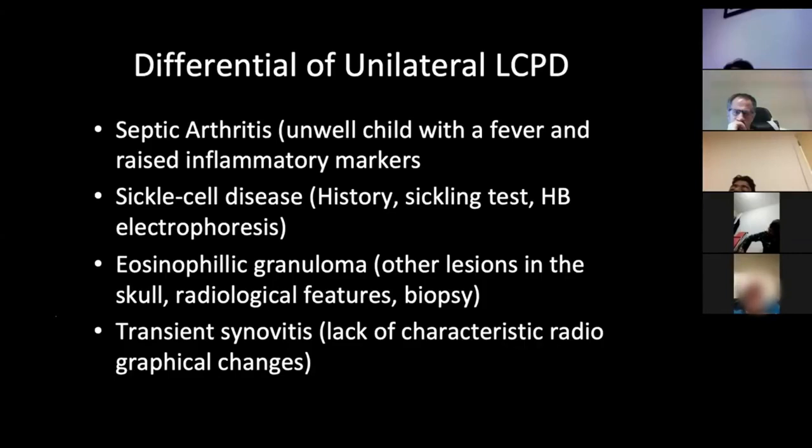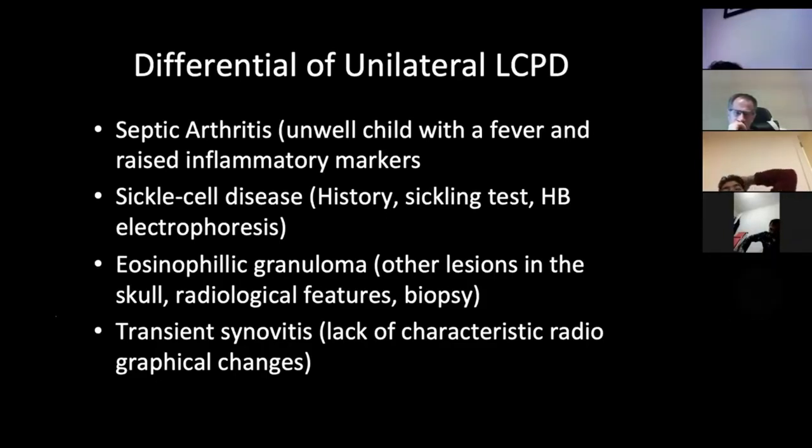You need to consider septic arthritis. In any of these things, you need to consider septic arthritis. So for unilateral Perthes disease, you need to consider septic arthritis. You need to consider sickle cell disease, which will give you AVN. You need to consider something like an eosinophilic granuloma. And you need to consider septic arthritis.